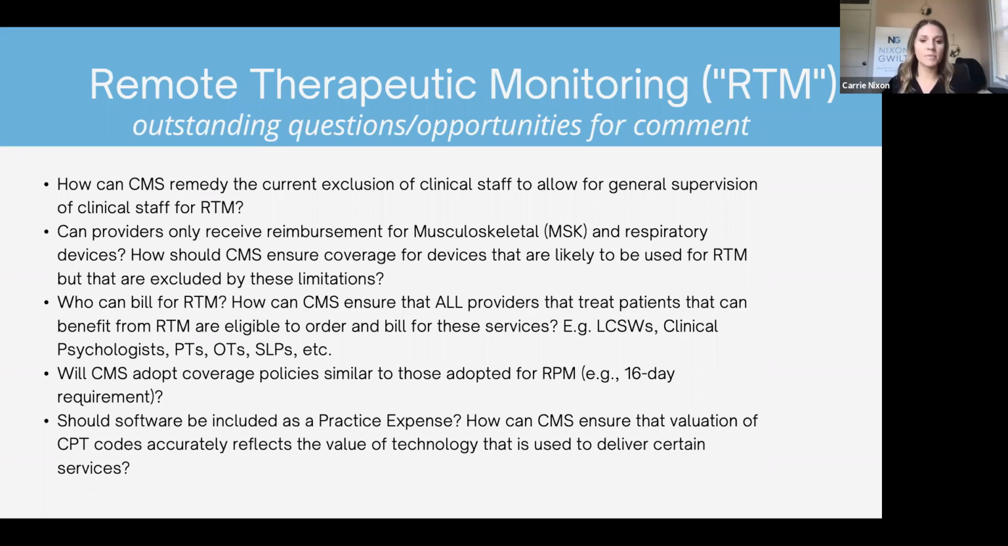I'm sure there are plenty more. I already see questions coming in the Q&A, so we'll be sure to look through those at the end. But for now, I want to get you all thinking about these particular questions and how you might be able to communicate with CMS the best way for them to finalize these codes so that all of these potential barriers aren't there, and we make sure that patients have access to these services.